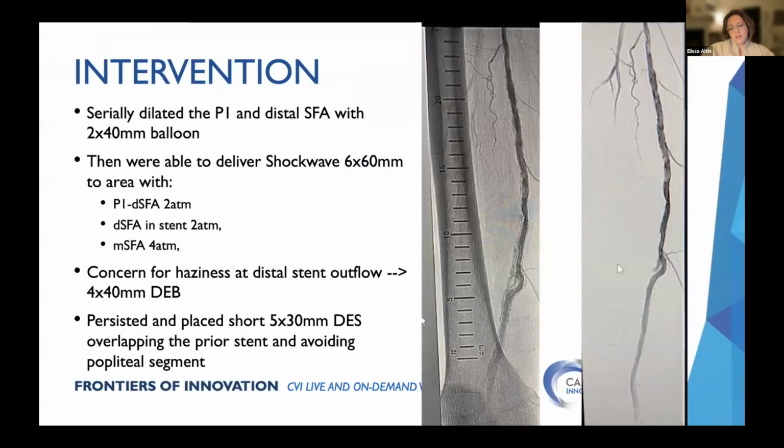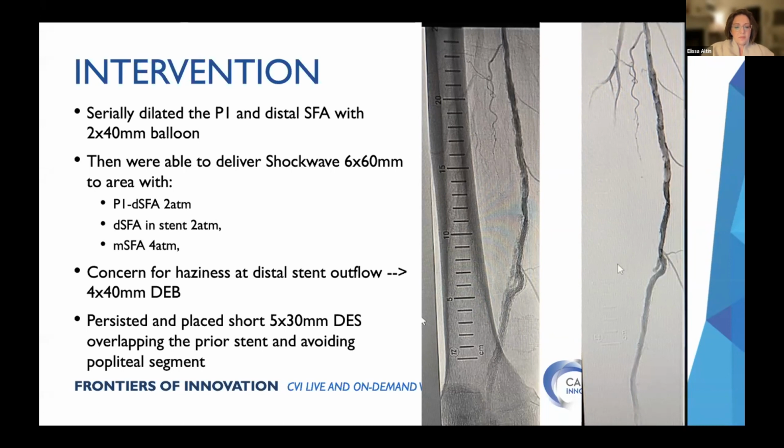And because the Shockwave balloon wouldn't pass, we decided to dilate the P1 and distal SFA with a 2x40 millimeter balloon just to make some space. And with that, we were able to deliver the Shockwave, and we treated the P1 distal SFA region, the distal SFA within the stent, and up into the mid SFA. We were concerned for the haziness here in the distal outflow of the pre-existing stent, and we treated with a 4x40 drug-eluting balloon.